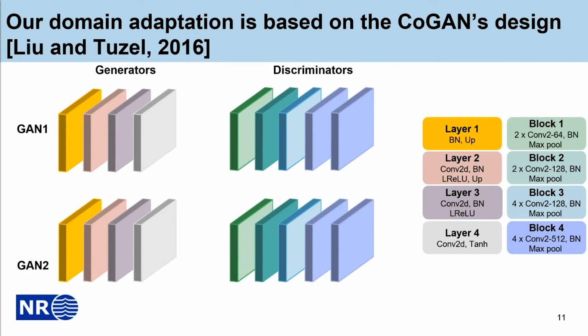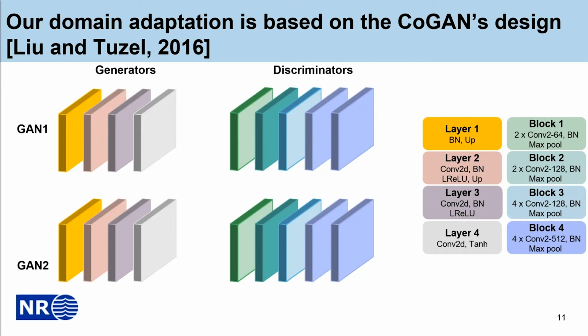So the COGAN consists of a pair of GANs, GAN1 and GAN2. But before I start describing the COGAN, let me just comment that there are plenty, again, of other generative adversarial approaches that could be used in unsupervised domain adaptation and that we could have used. But here we decided to focus on COGAN because it has shown some promising results on other domain adaptation tasks.